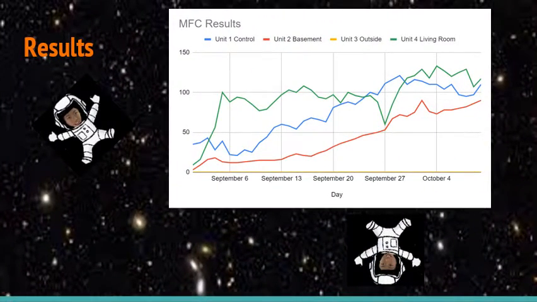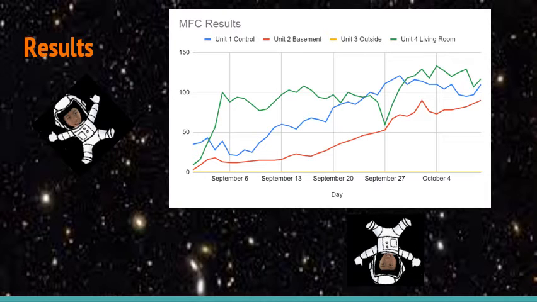In the graph, it shows the amount of electricity produced over time. The green and the blue line show the MFCs in the living room. The red line shows the MFC in the basement. We can see that the MFCs in the warmer temperature produce more electricity than the MFCs in the colder temperature.